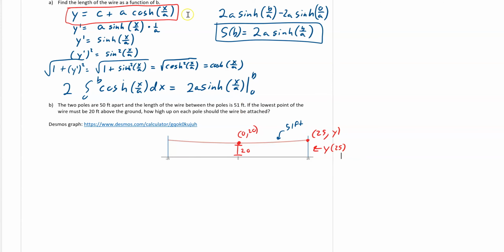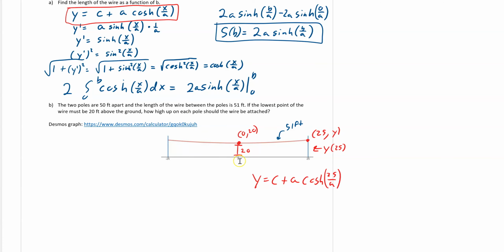So if I were to just plug 25 in there, I would end up with y equals c plus a cosh 25 over a. So this is not going to tell me my height because I don't know what c is and I don't know what a is, which means I'm going to be using that 51 and the 20. There's two pieces of info given to help me find my two missing variables. So we need two equations because we have two variables.